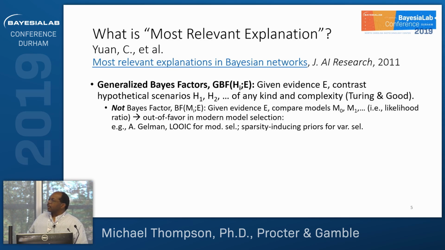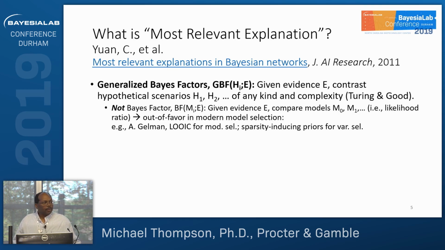It goes through a nice derivation, starting with a so-called generalized Bayes factor and identifying criteria to efficiently search this huge space of possibilities. The generalized Bayes factor has its origins all the way back to Alan Turing and I.J.